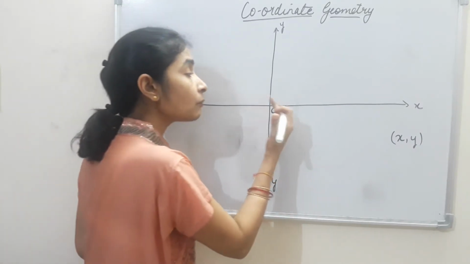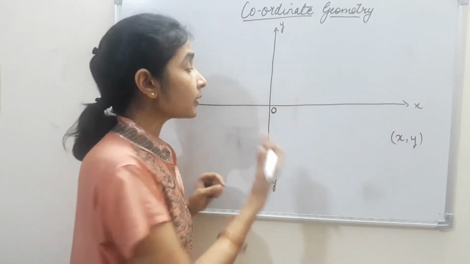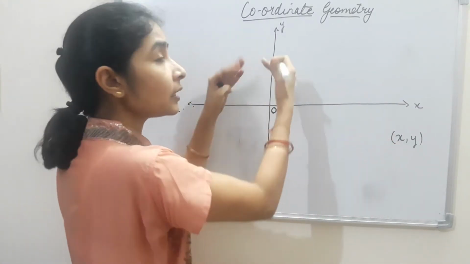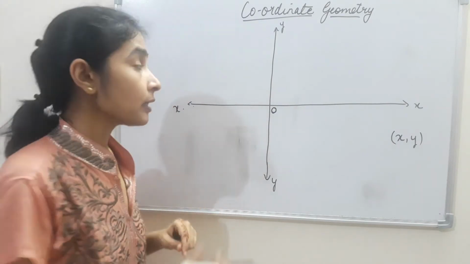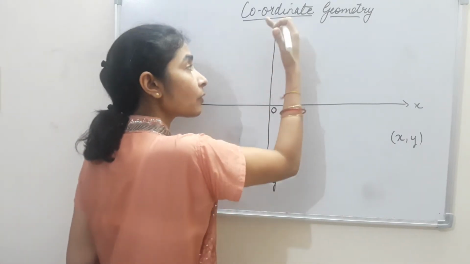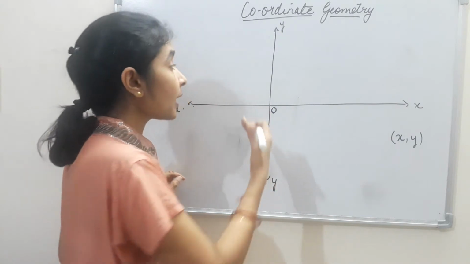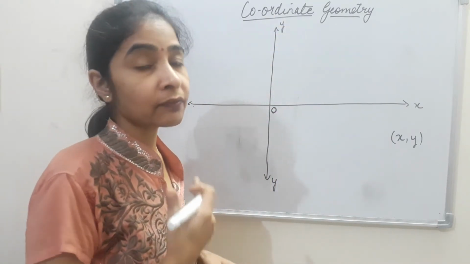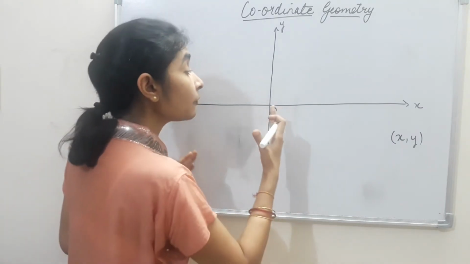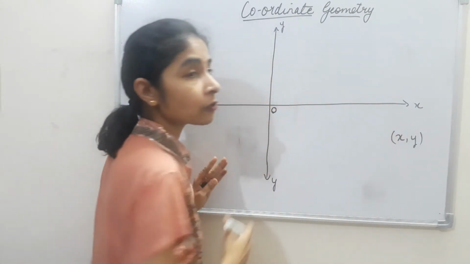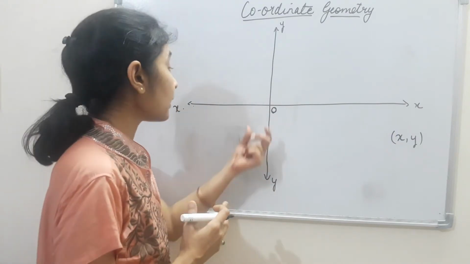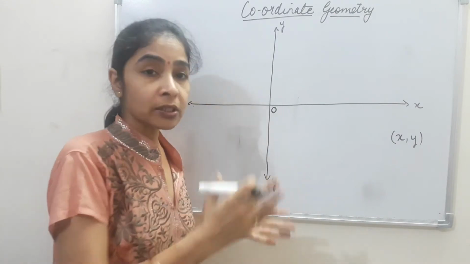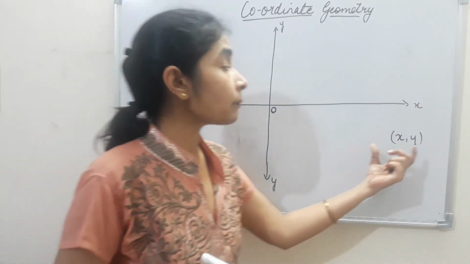That means we start moving from here. Moving horizontally, we move on the x-axis, and vertically we move on the y-axis. If we are going upwards from the point of origin, we are moving positively. If we are going downwards, then we are moving negatively. If we are moving to the right-hand side of the point of origin, we are moving positively, and to the left, negatively. This position of the point is represented with the help of the ordered pair.